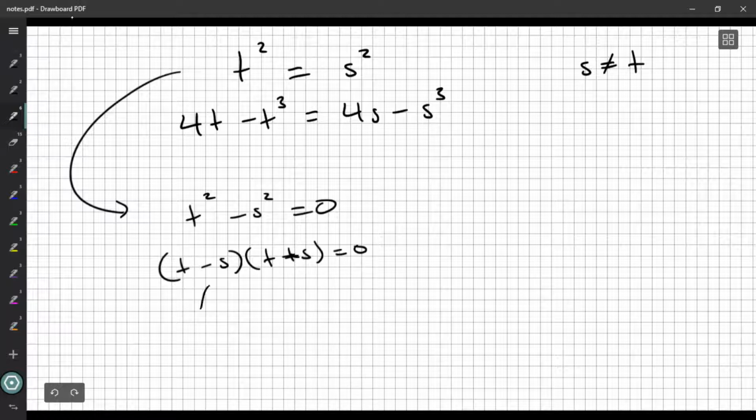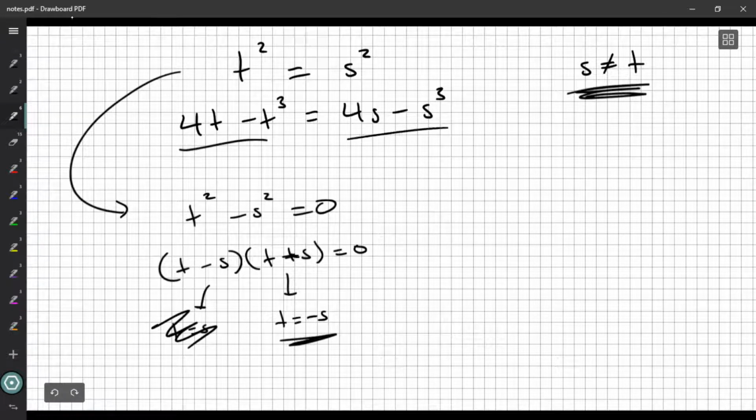Okay, so either t and s are the same, or t and s have opposite signs. Well, we need t and s to be different, otherwise you're looking at the same point just with different letters. So we're going to use the fact that t should be negative s and plug it in here. We will also have to avoid t being 0, because negative 0 would mean that s is also 0. But we'll deal with that if it comes to it.